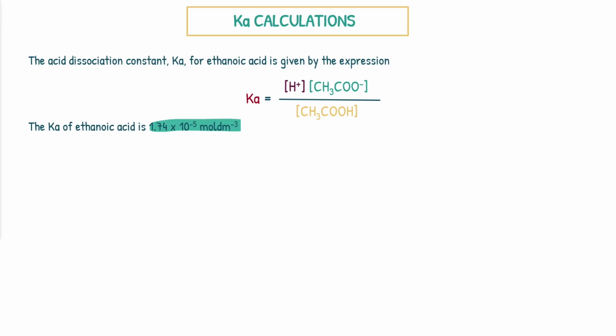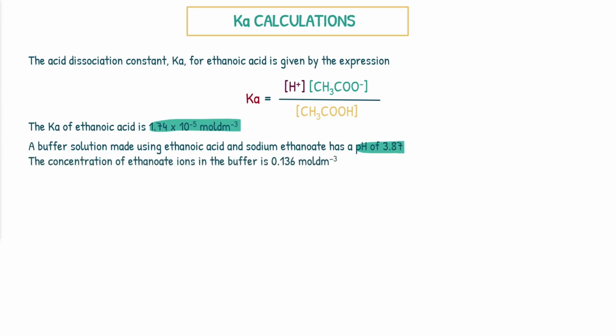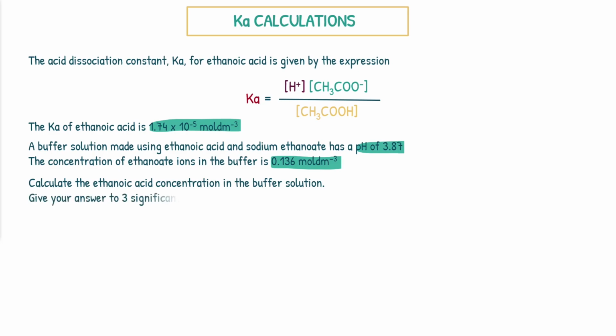and it tells us that a buffer solution was made using ethanoic acid and sodium ethanoate, and it has a pH of 3.87. They also tell us that the concentration of ethanoate ions, so our X minus or A minus, also referred to as our salt, in the buffer is 0.136 moles per decimeter cubed. And we need to calculate the ethanoic acid concentration in this buffer, and we need to give our answer to 3 significant figures. Standard stuff here, guys.